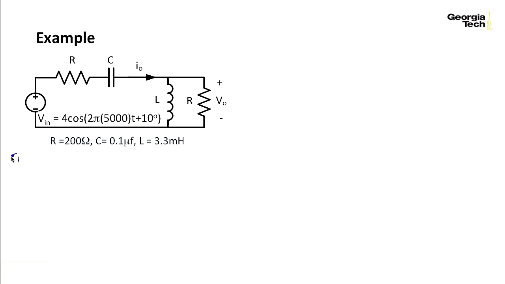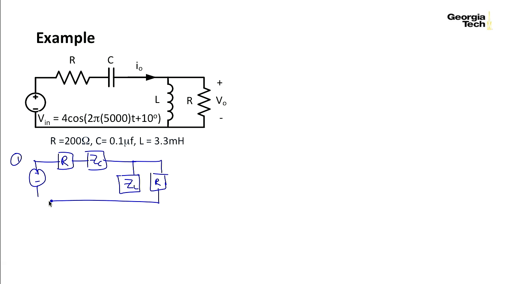Step one of our process is to redraw the circuit. I'm going to call the impedances Z sub C for now, and Z sub L, just because it's easier to work with those than to put in the actual numbers. My phasor for the input is 4 at an angle of 10 degrees. And we can define Z sub L, it's equal to j omega L. In this particular case, this is omega right here.